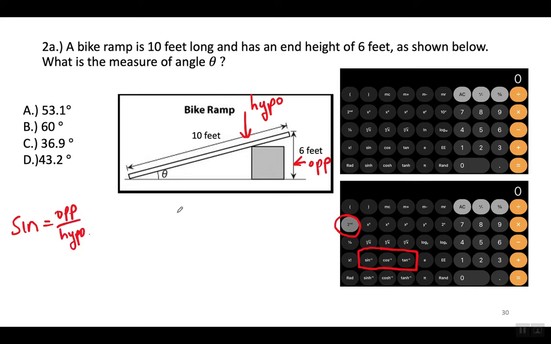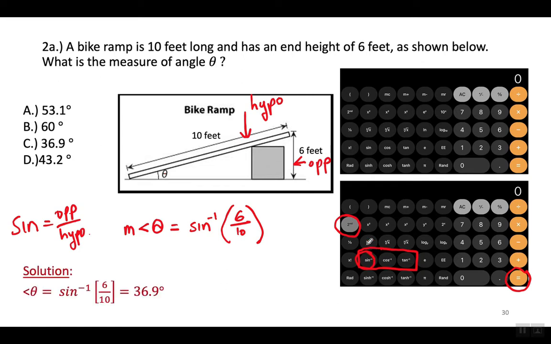Okay, so the way I'm going to set up my equation is going to be like this. The measure of angle theta equals the inverse of sine 6 divided by 10. In your calculator, first of all, make sure you hit second so that these buttons are available. So in your calculator, you would do 6 divided by 10 equals, then you hit the inverse of sine button. Okay, and the answer you should get is 36.9 degrees.